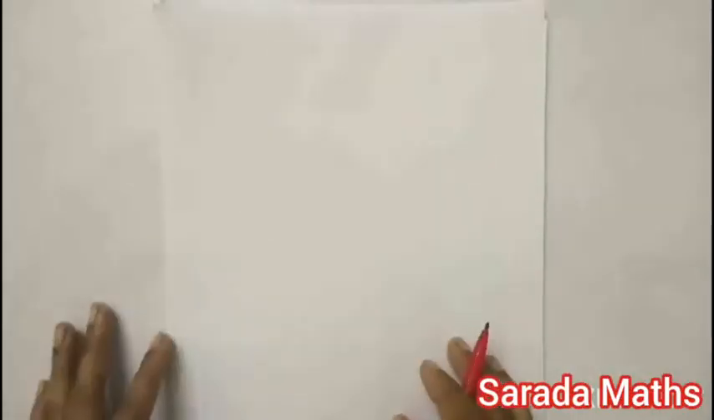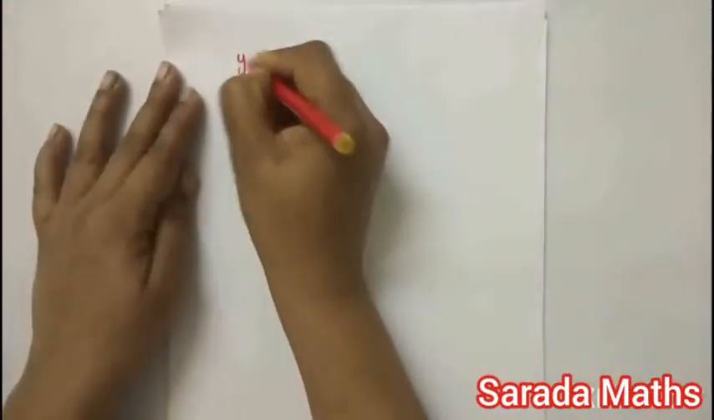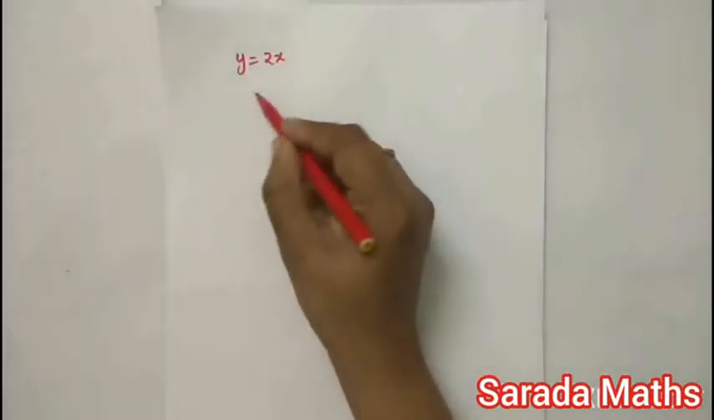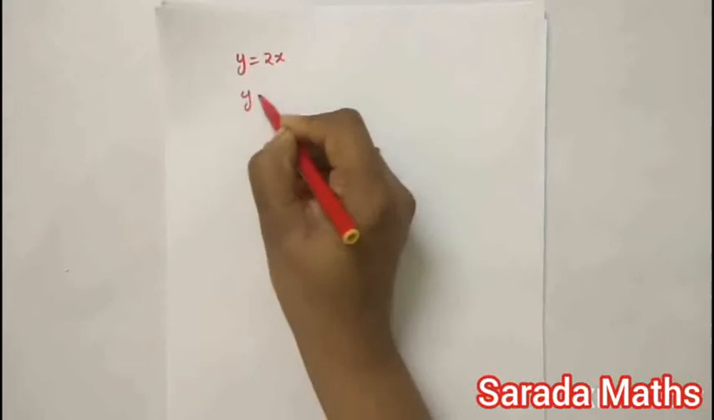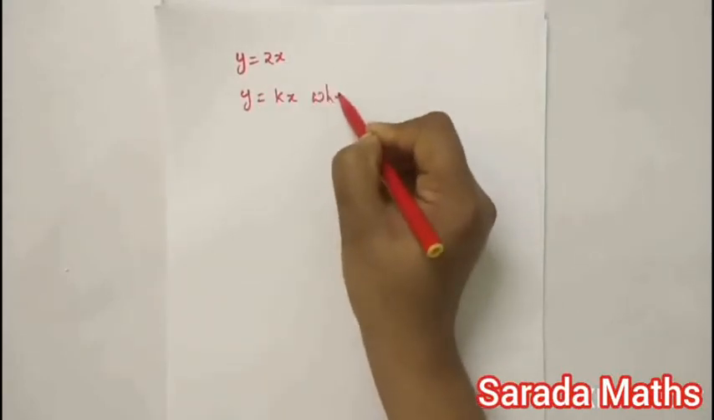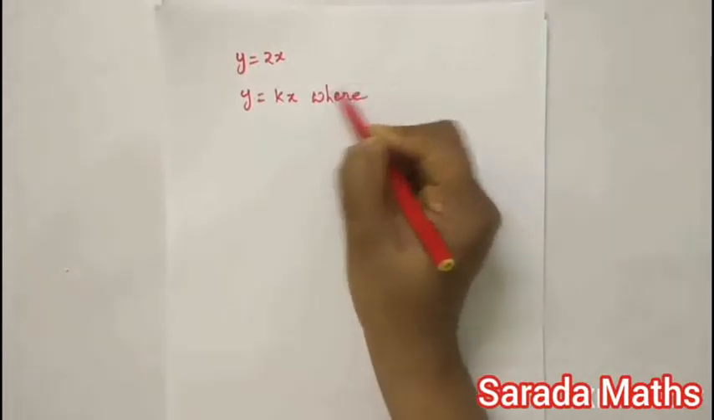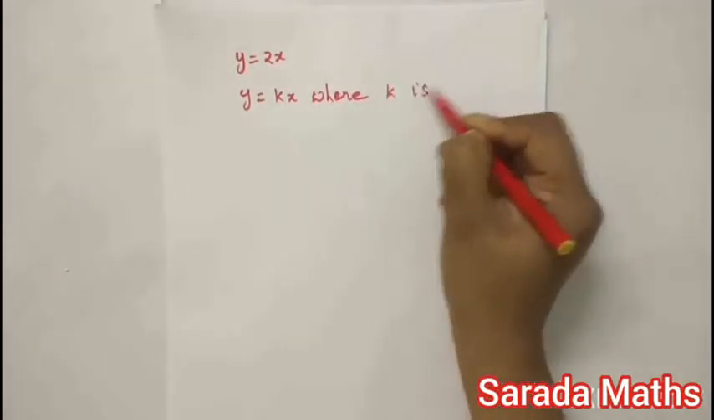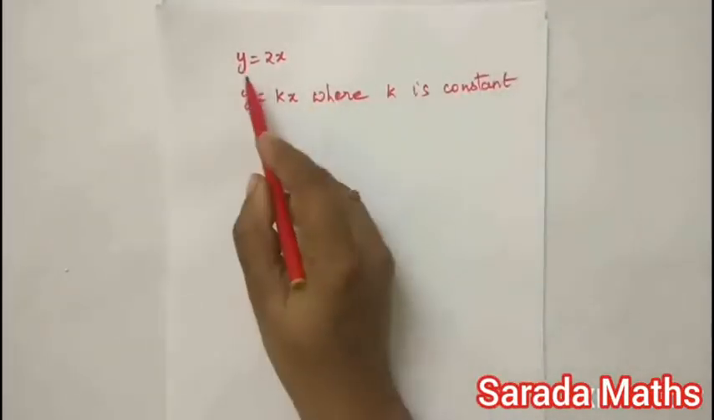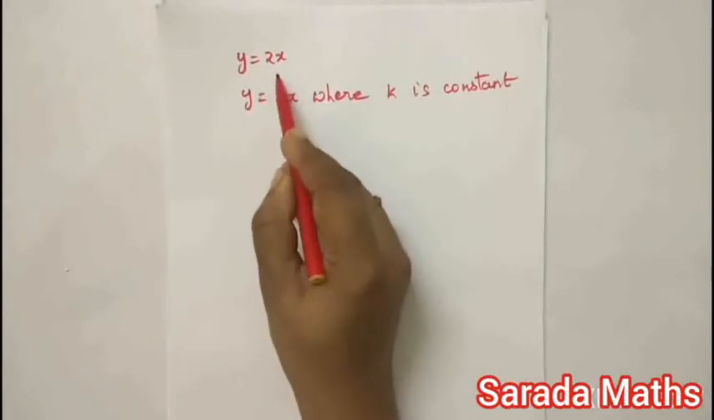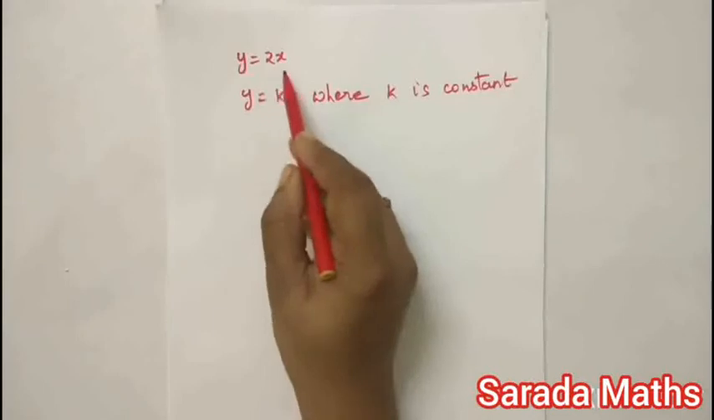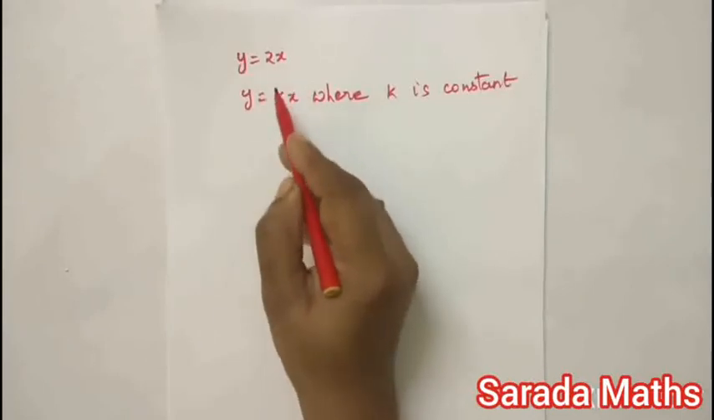Suppose they gave a problem as y is equal to 2x and asked to plot the graph. This is of the form y is equal to k into x, where k is a constant. It can be any number. If the equation is of the form y is equal to 2 into x, that is k into x, and they ask to plot a graph, let us study how the graph will be.